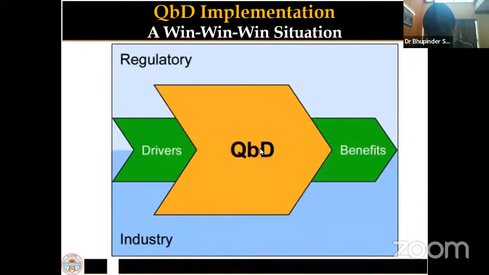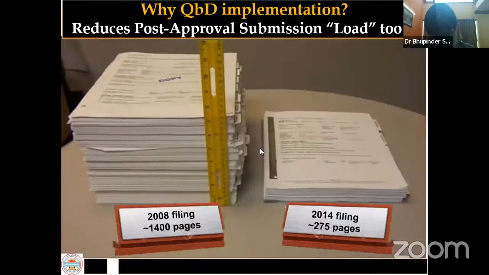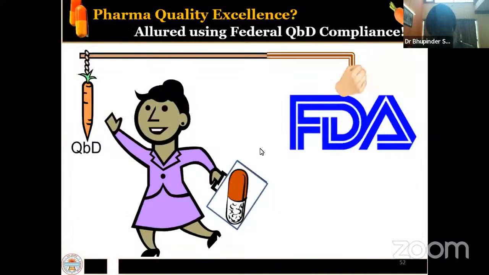So QBD is not only meant for the pharmaceutical industry or the patients. It's good for regulatory agencies and regulatory scientists as well. Look at a 2008 filing, 1400 pages. One example, a similar kind of filing in 2014 led to a reduction of the page count by almost 5 times because of the implementation of QBD.